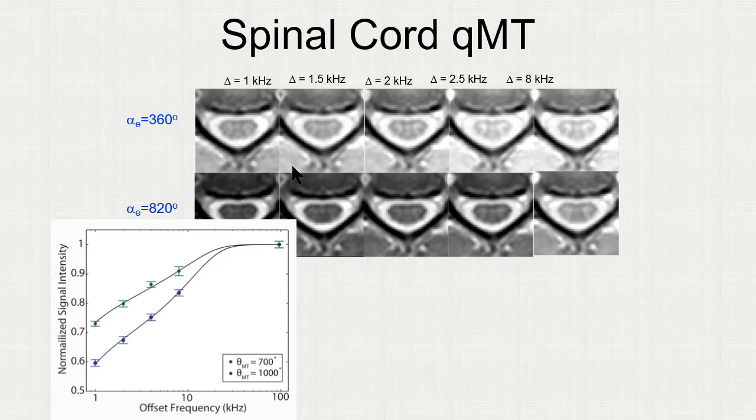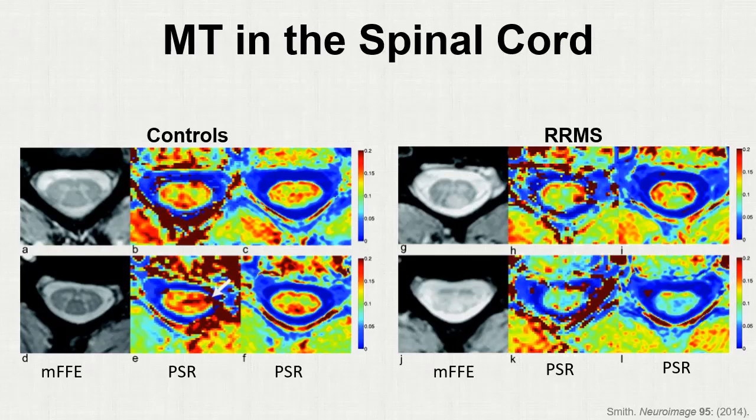We correct for T1, B0, and B1, and then we derive a pool size ratio that comes from that Z spectrum. In the end, what that provides us is here's just an anatomical image showing the structures of interest, the gray matter butterfly-shaped pattern, and the surrounding white matter. And we have the pool size ratio shown here in controls and here in a patient with relapsing remitting.